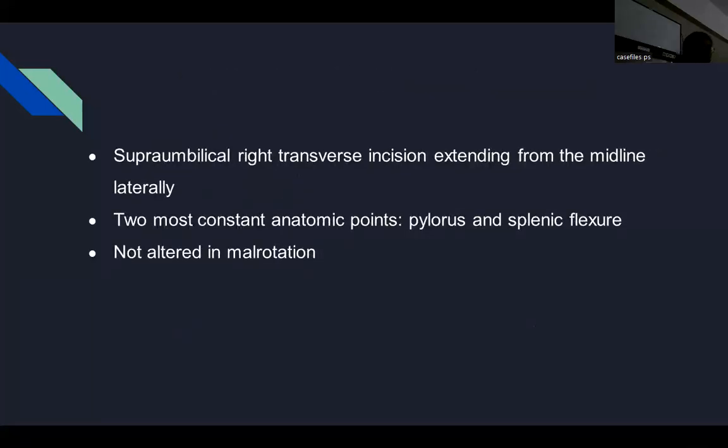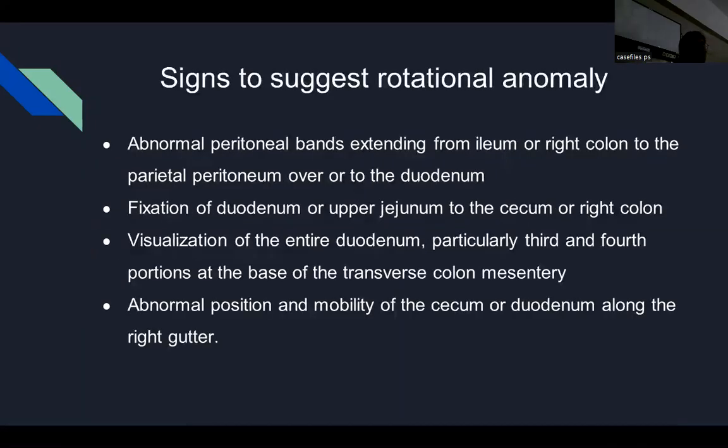In these patients, we do an exploratory laparotomy, where a right transverse supraumbilical incision will be given, and it can be extended from the midline laterally. The incision should be enough to appreciate the entire small bowel and the large bowel. The two most constant anatomic positions, even in patients with malrotation, are the pylorus and the splenic flexure. These are the two positions which are not altered in a patient with malrotation.